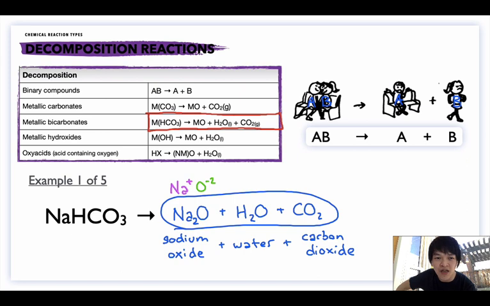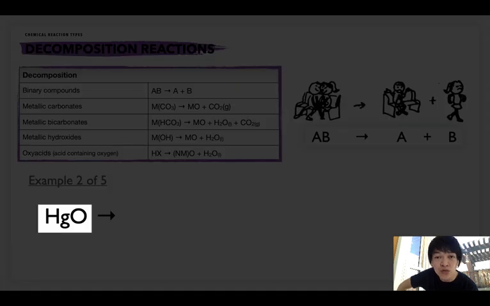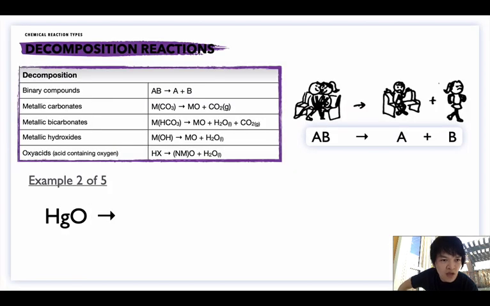All right, I think I'm ready for the second example. Are you? Here we have mercury 2 oxide. Mercury 2 oxide seems to be a binary compound. There's 2 elements bonded together, mercury and oxide. This is real simple. We just break them apart.